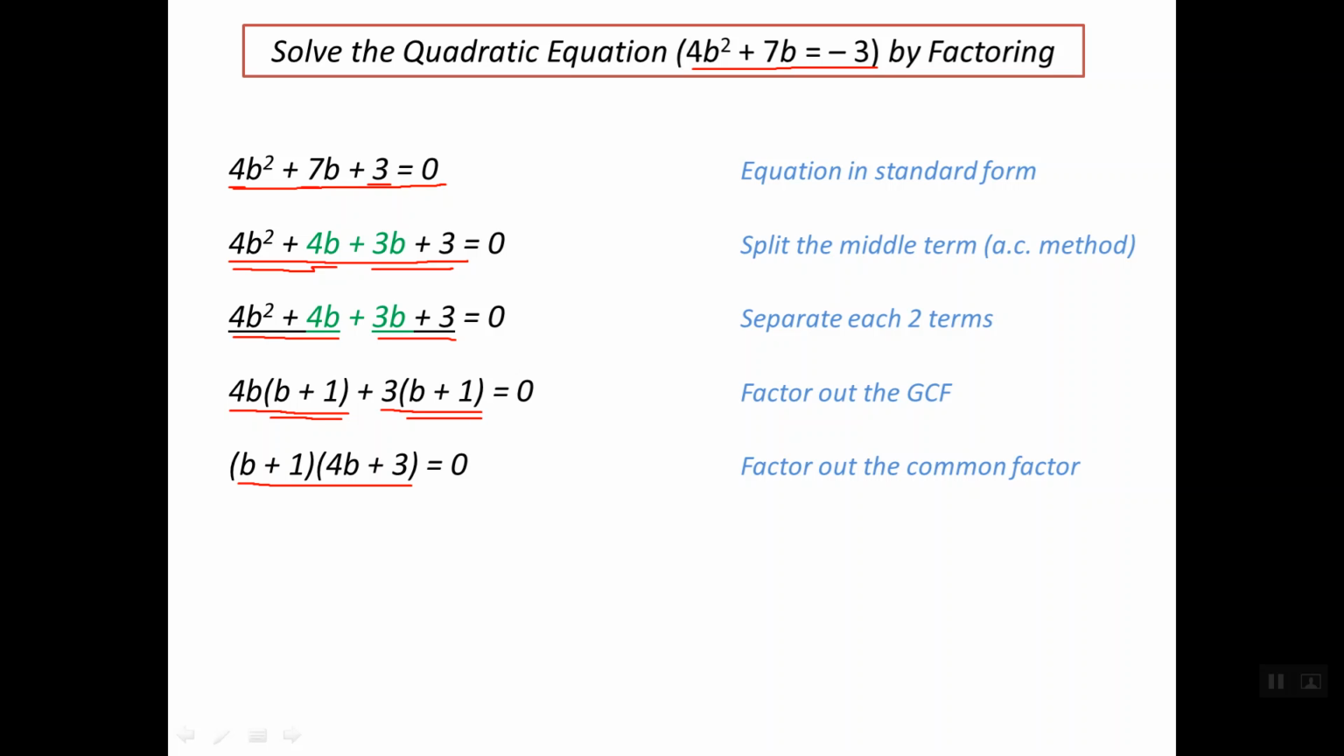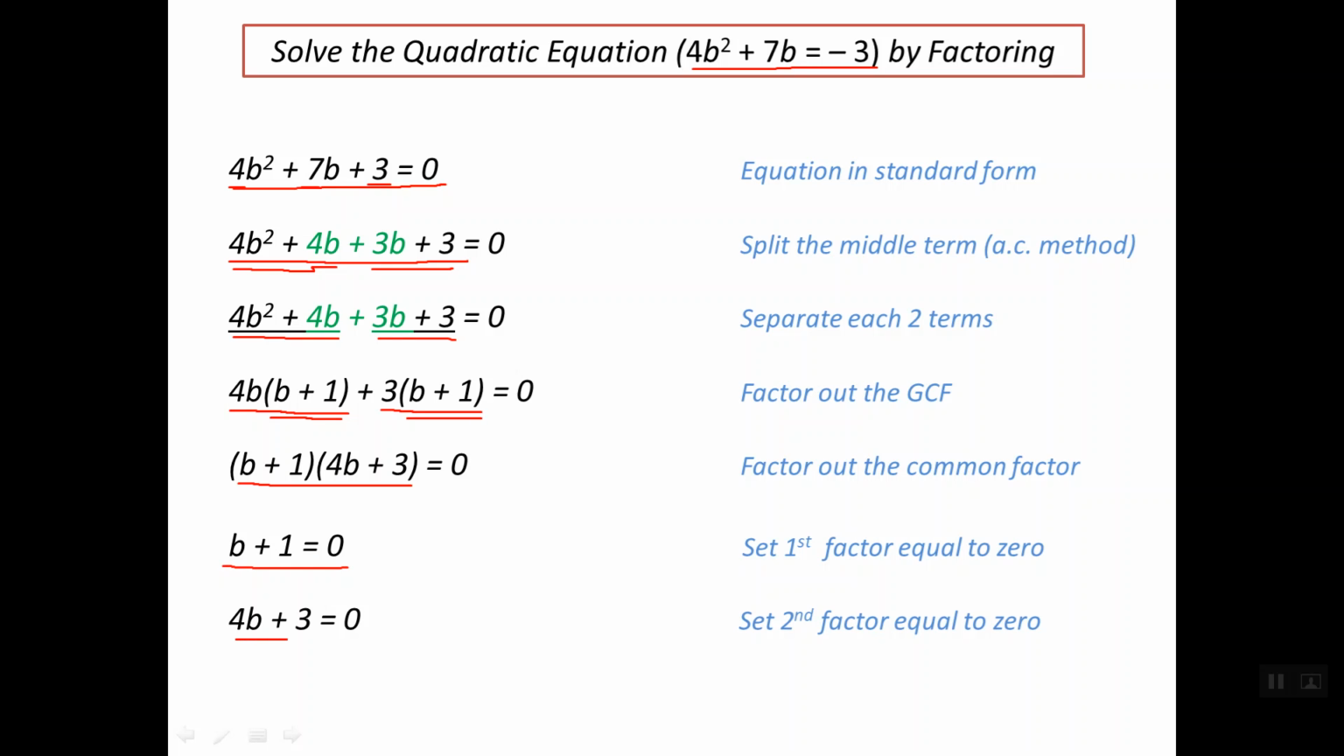Again, as per the zero product property, if we have two quantities whose product is equal to 0, then either the first term is equal to 0, so b plus 1 is equal to 0, or the second term, which is 4b plus 3, is equal to 0. So we have here two new linear equations with one variable, which is b.